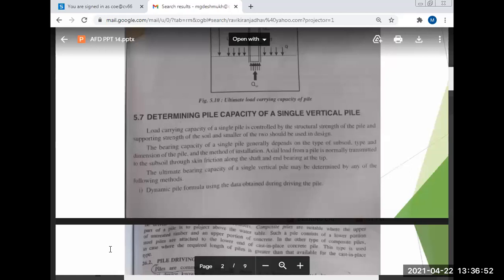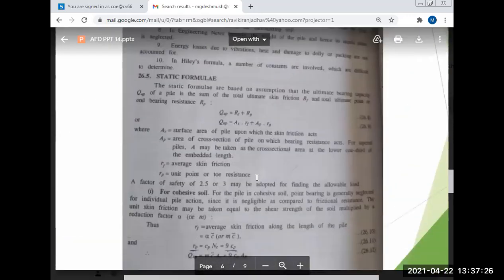Static formulae means the total load is taken by the load at the base of the pile, that is, the end of the pile or tip resistance or tip load, plus the load carried by the side, that is the friction. By adding these two, we find the ultimate bearing capacity, and that method is called the static method. So first is dynamic formulae, second is the static method.